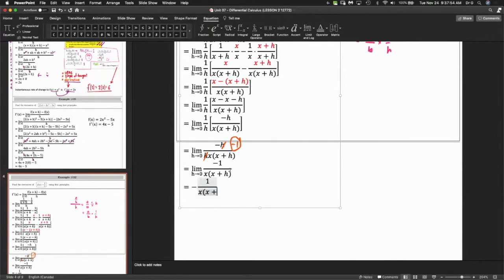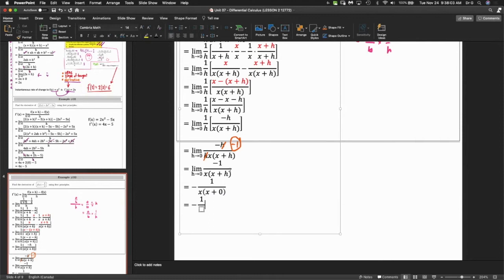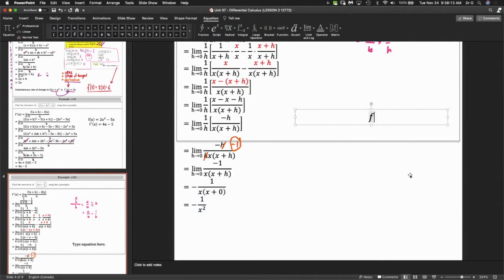x bracket x plus 0, or -1 over x squared. All right, so that is the answer. So if we summarize here, if the original function is 1 over x, then the derivative, or instantaneous rate of change, is -1 over x squared.